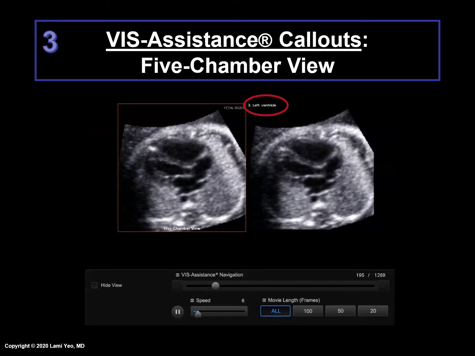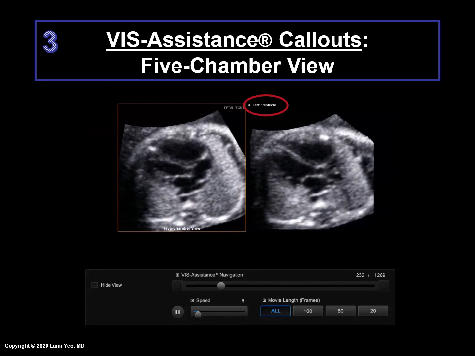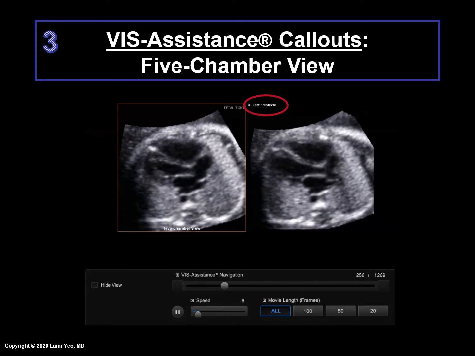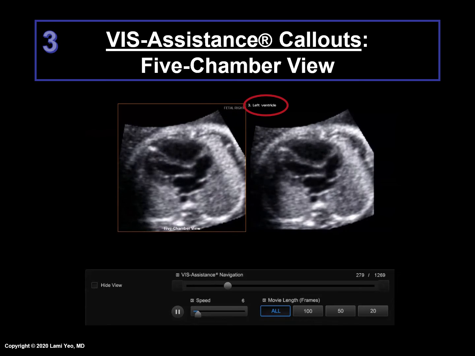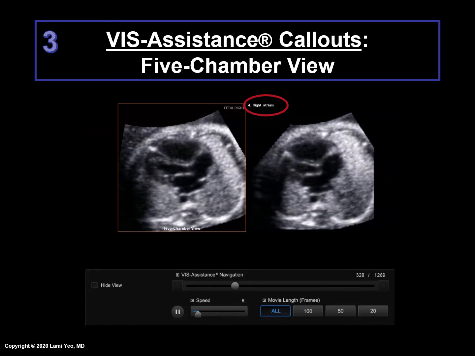The third callout states Left Ventricle and will emphasize the left ventricle as well as the mitral valve. Notice the mitral valve leaflets moving in the VISA image as compared to the diagnostic plane image on the left. The fourth callout states Right Atrium and will emphasize the right atrium of the fetal heart.